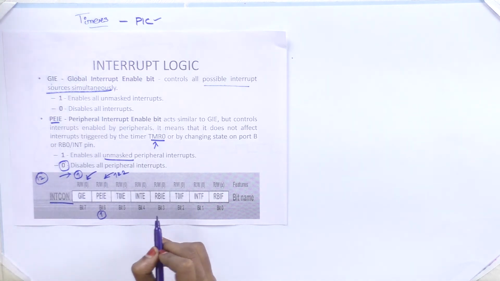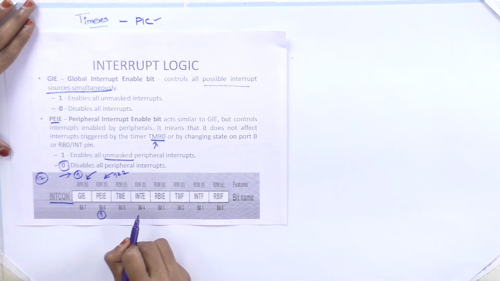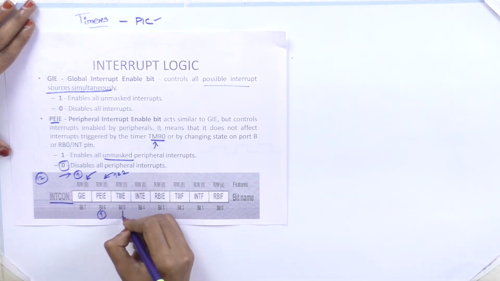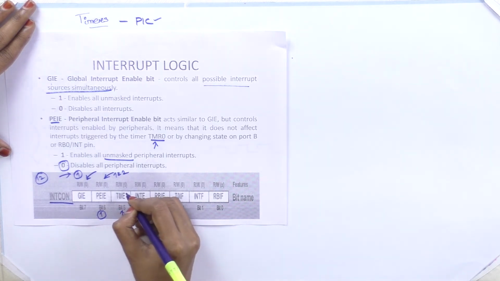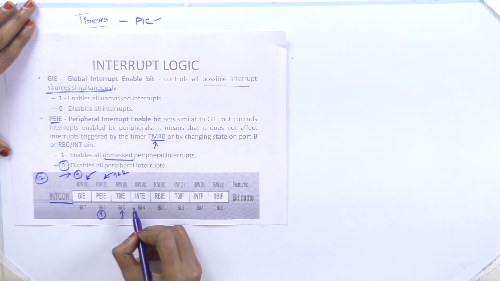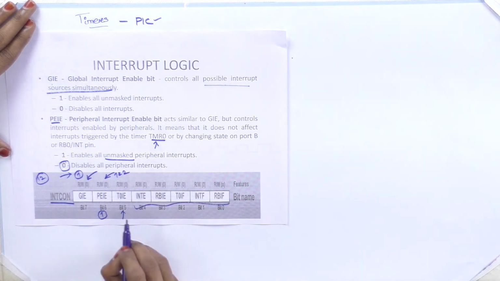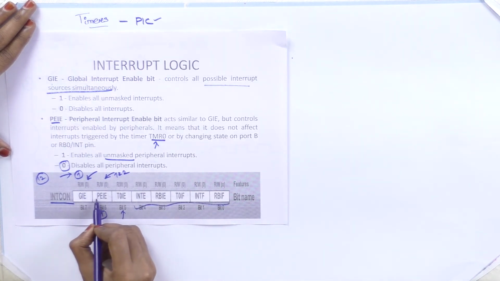Then the most important one, T0IE, is meant for Timer 0. Other bits are not required as of now. So, you just remember GIE and PEIE.